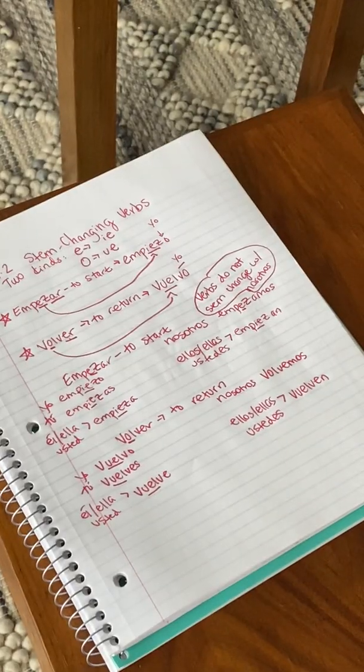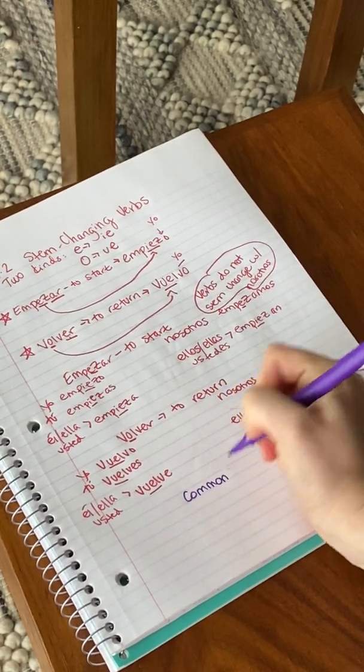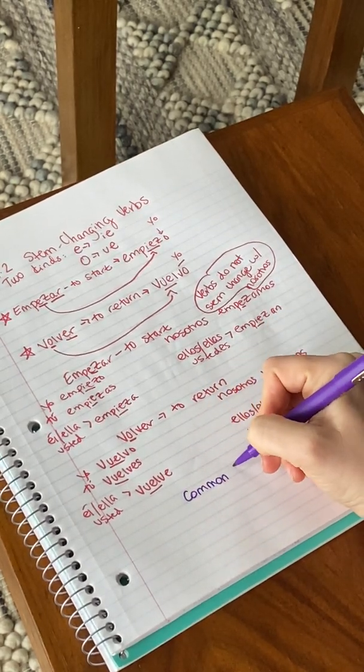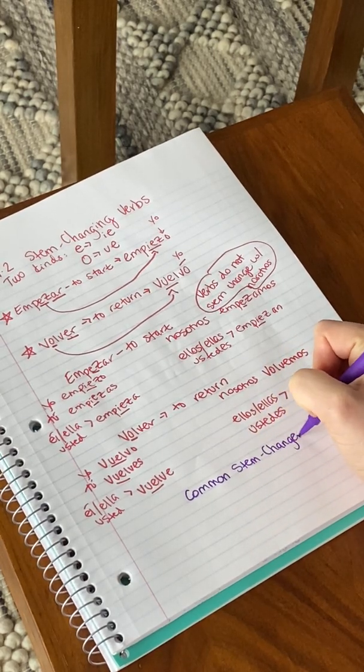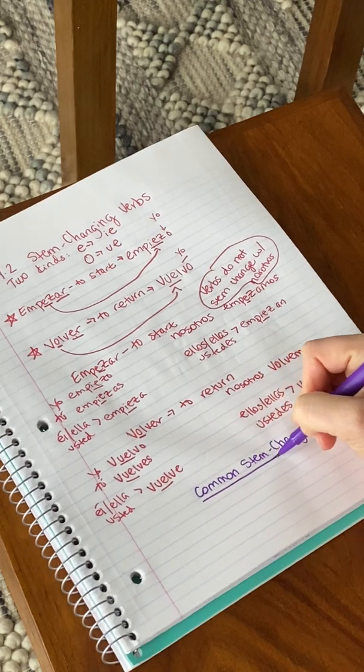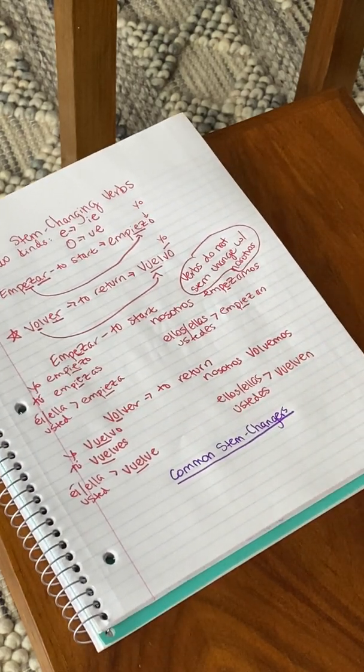Okay, so we're going to do a list. These are common stem changers. These are ones you need to know what they mean and which stem change they have. Okay, so we have 2 categories. What are the 2 categories? E to IE and O to UE.